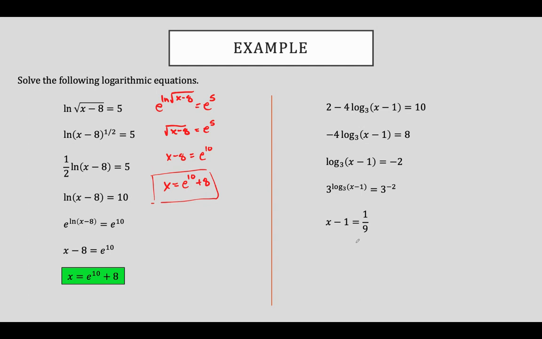We can solve for x by adding 1 to both sides of the equation. Adding 1, or adding 9 over 9, gives us x is equal to 10 over 9 for our final answer.